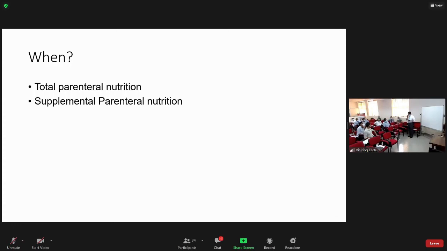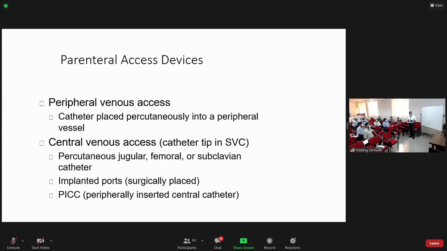Which one is the best option for long term? Parenteral nutrition and supplemental parenteral nutrition, I mentioned this earlier. Next slide, please. Access devices: peripheral venous access, where we use a catheter placed percutaneously into peripheral vessels; central venous access, percutaneous jugular, femoral or subclavian; and implanted ports or PICC. Right, next one.